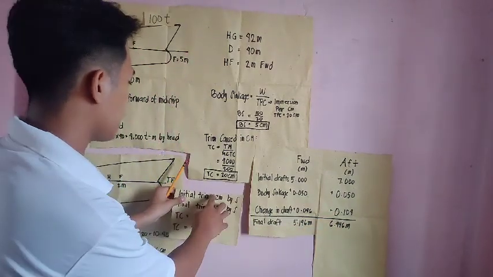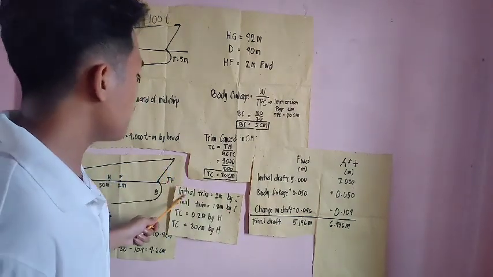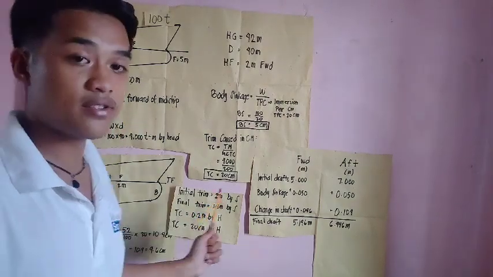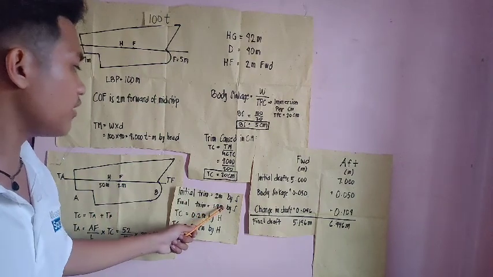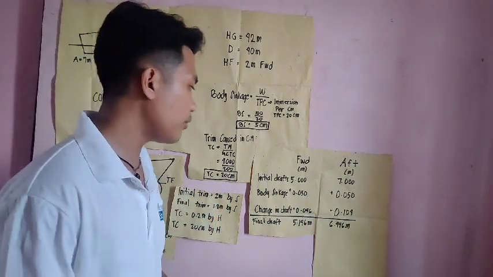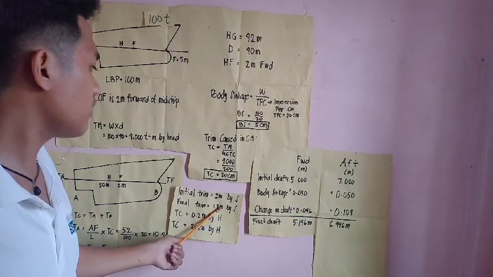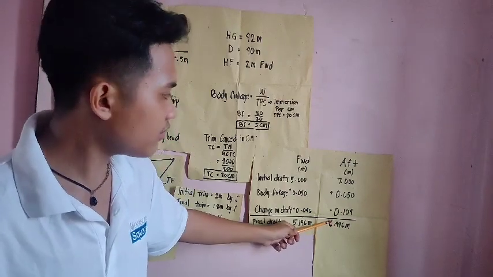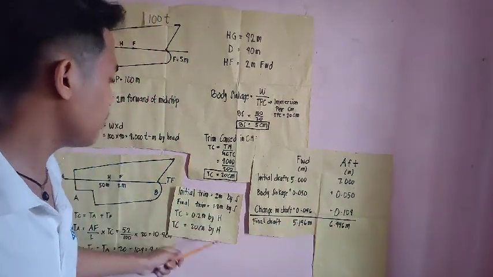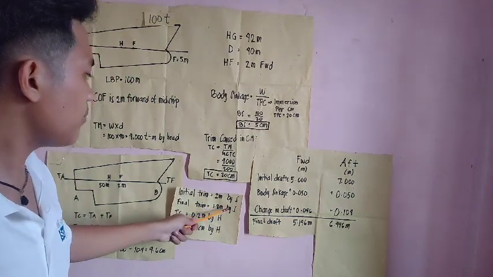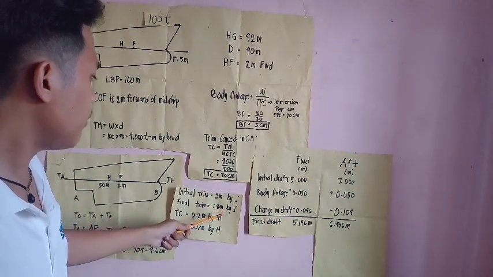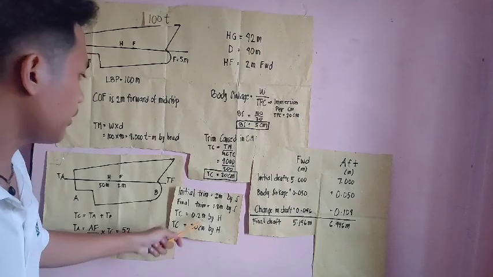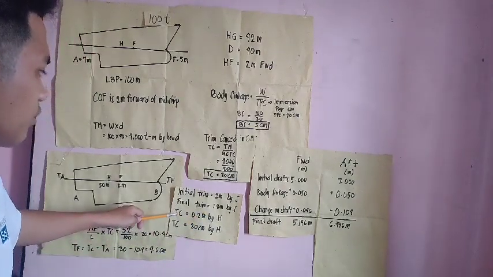And lastly, our initial trim is 2 meters by stern, and our final trim is 1.8 by stern. If you don't know where I get that 1.8, I get it from here, because the aft draft you can consider is negative and this is positive. So we'll get 1.8 meters by stern.